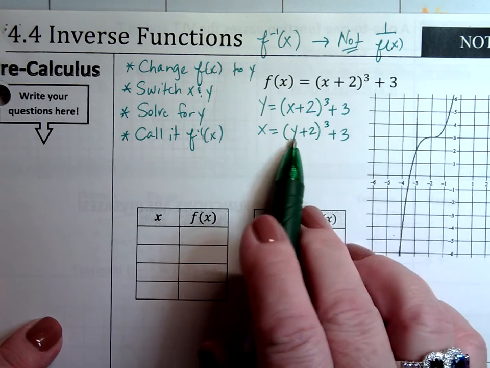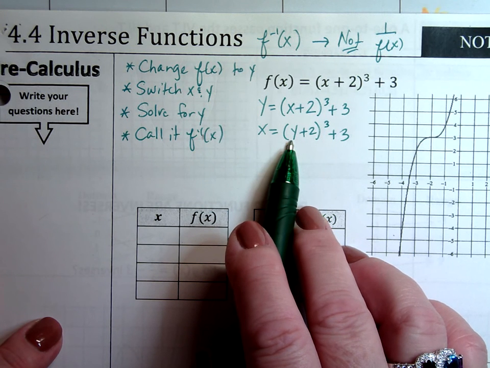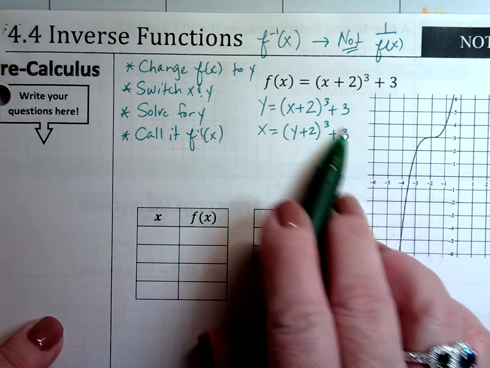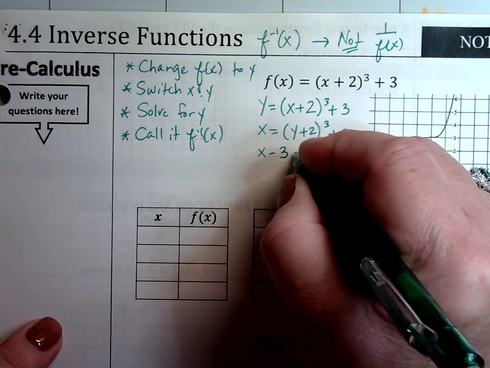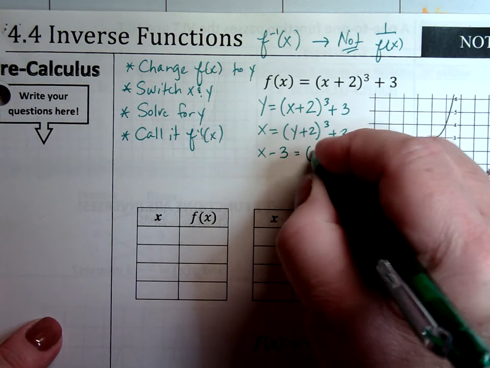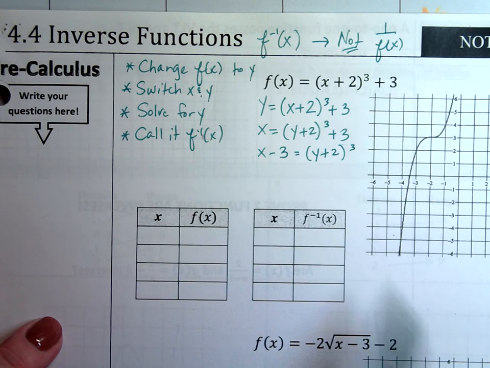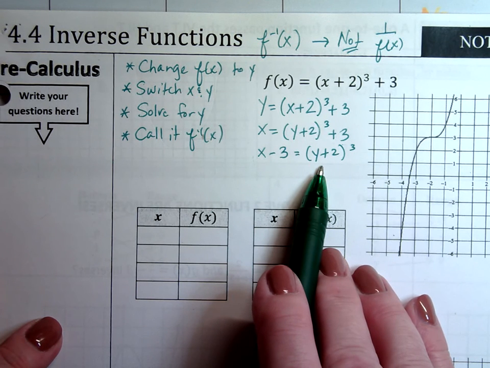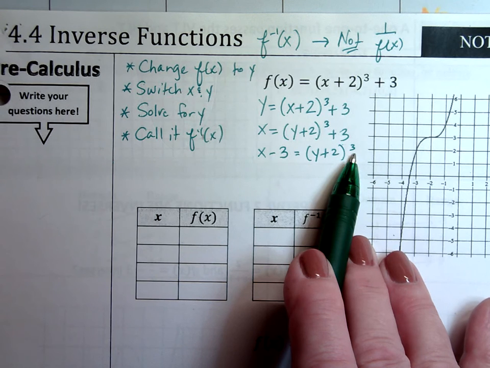If I want to solve for this y, then I need to get it by itself. This is going to take some doing. The first move I'm going to make is to take this 3 and bring it to the other side. So now I have x minus 3 equals (y plus 2) cubed. I'm trying to get at this y, and I've got all this stuff going on around it making my life miserable. The first thing is that quantity is being cubed, and I need to undo the cube.